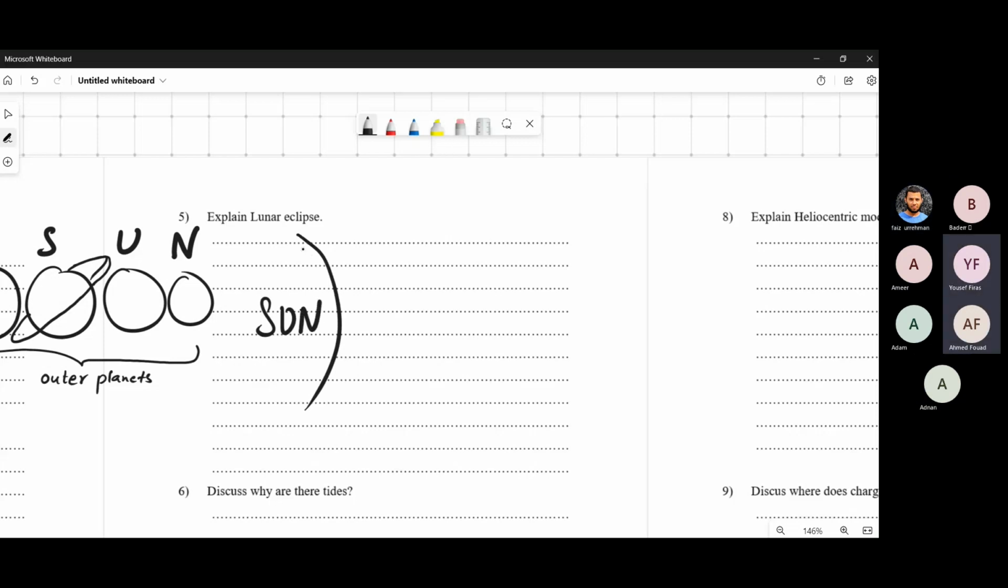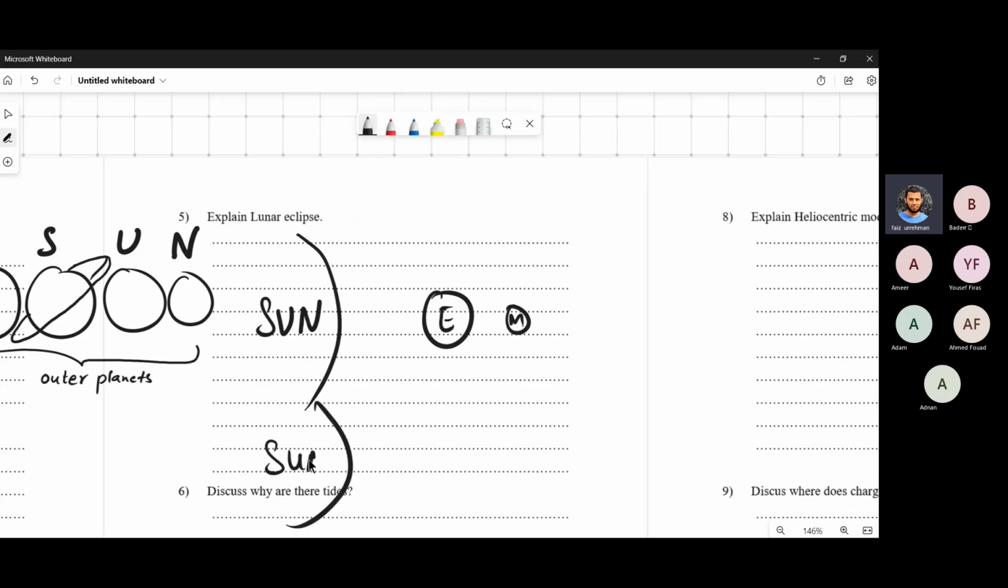So, we have the sun here. It's not the sun. People will think I am supporting Spurs. What is happening? Okay. Now, there are two possibilities. Either the Earth can be in the middle and the Moon is at this end, or there is another possibility that the Moon is here and the Earth is here.